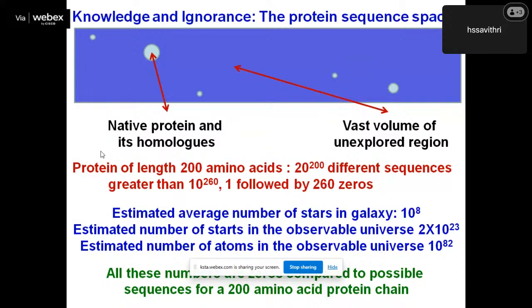You won't be exploring the vast regions of space which are not found in living organisms. So the white circles here represent native proteins. Vast volumes of blue region are unexplored proteins. But why is this white circle not just a dot? Because it represents a native protein, but a small circle. Of course, it's highly exaggerated. The circle size should be very, very small.